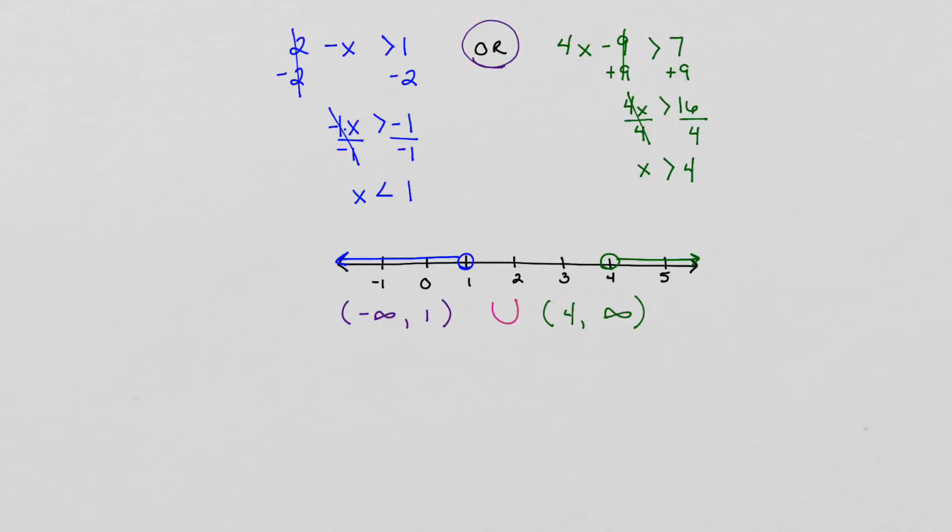And again, if we are writing out the set builder notation, we're going to do x such that, well, x is less than 1 or x is greater than 4. And there are our 3 different ways of presenting our work.